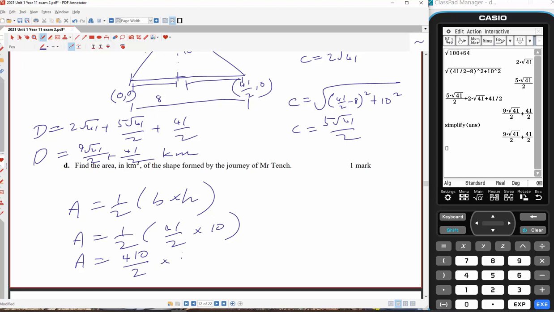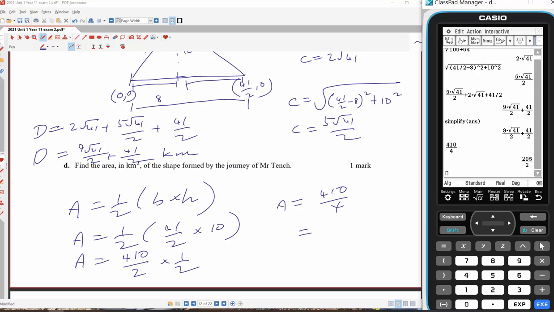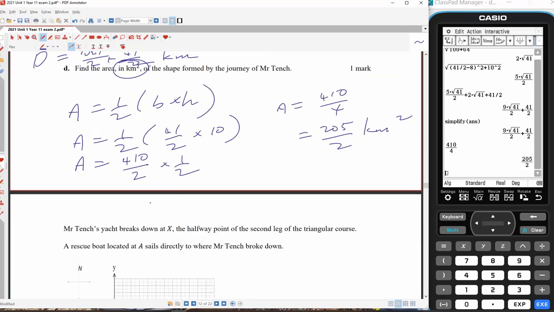On 2 times a half, area equals 410 on 4. What's 410 on 4? I can't be bothered simplifying that. Shift. Okay. Kilometres squared. Again, didn't need the unit because it was stated in the question.